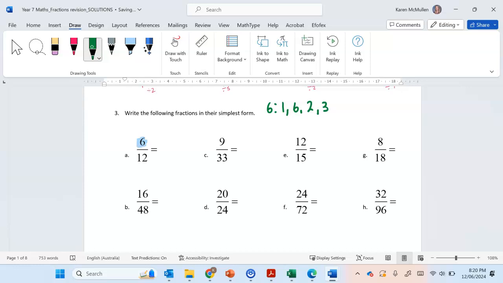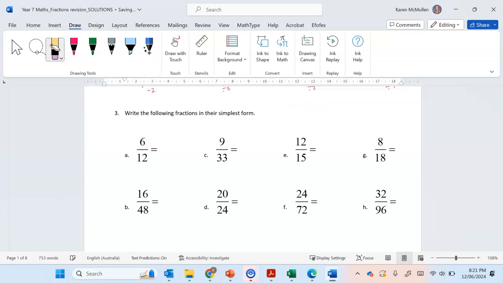We've got to only focus on these numbers for 12. I don't have to write all the factors of 12 because clearly they won't all also be a factor of 6. I only need to think of factors of 6. Now 1 clearly goes into 12, but I wouldn't divide by 1 because then I get the same fraction. 6 goes into 12, so does 2 and so does 3. So the highest common factor is 6.